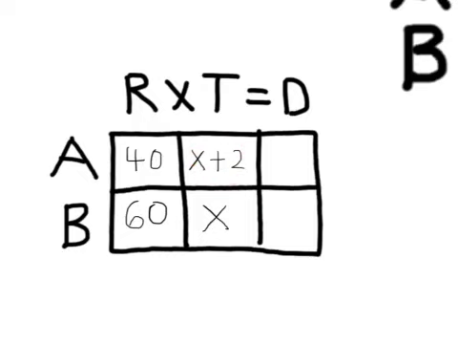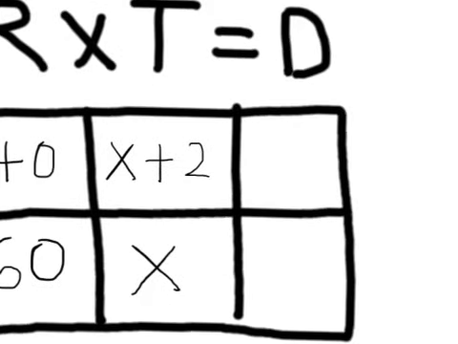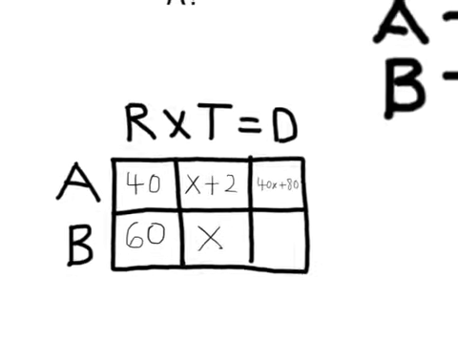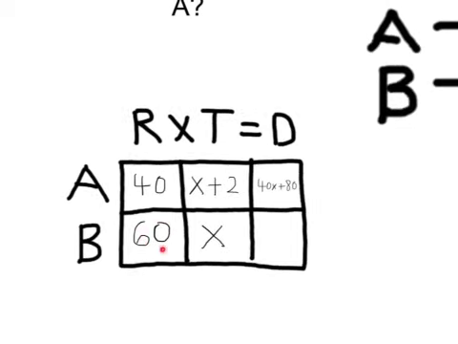Now, I'm going to assume that the viewer knows how to use the distributive property and would know, therefore, that the product of 40 and X plus 2 is 40X plus 80. I'm going to go ahead and write that in this space here. A little bit of a tight space. Good. And train B traveled 60 miles per hour for X hours. Therefore, train B has traveled 60X miles.